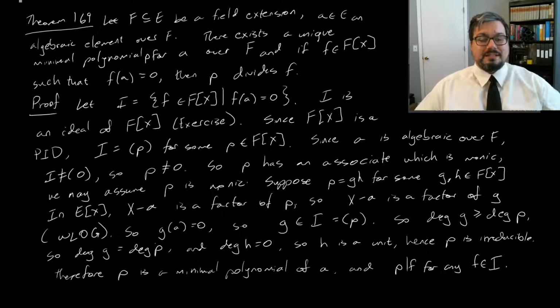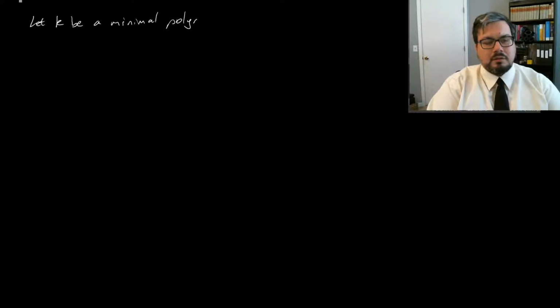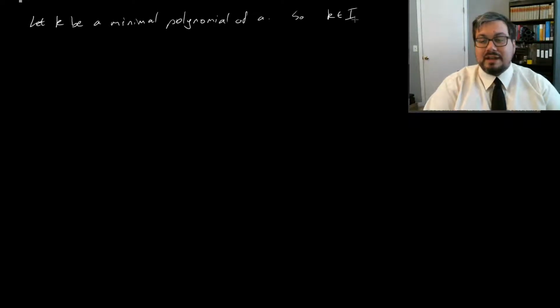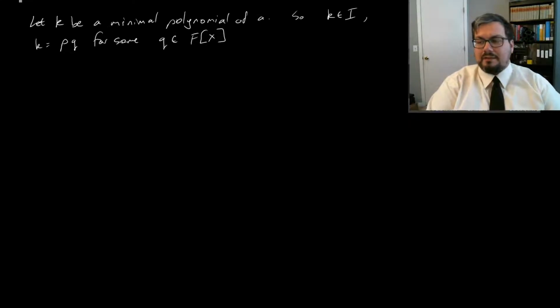The only thing that we have left is the uniqueness. We need to make sure that there isn't some other minimal polynomial for A. So now let's let K be any minimal polynomial of A. So that means that K belongs to the ideal I, and so K is equal to P times Q for some Q in the polynomial ring over F.